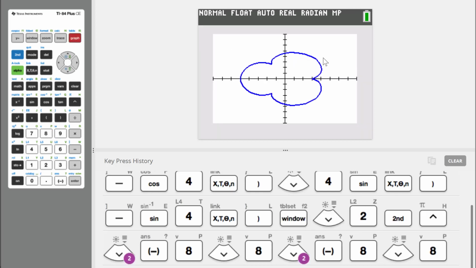So I get kind of a cloud shape. Again, you can see the power here for designing graphics. This is something that would be very, very challenging to do with standard xy equations. We put in one set of parametric equations and got this very interesting shape.